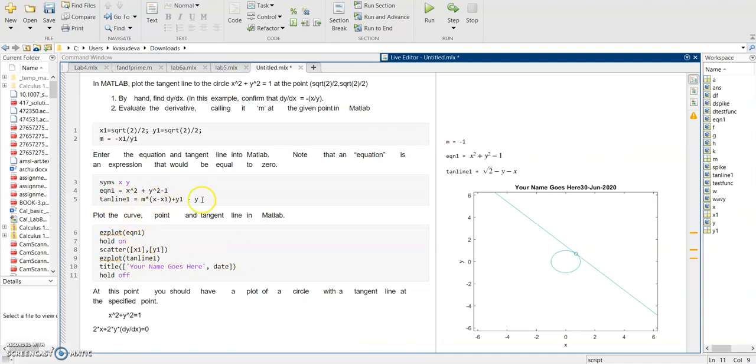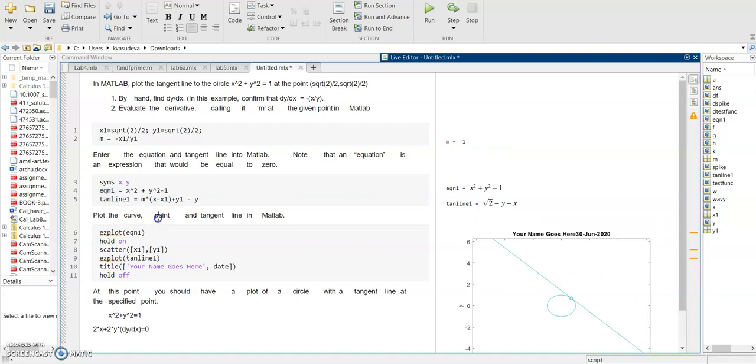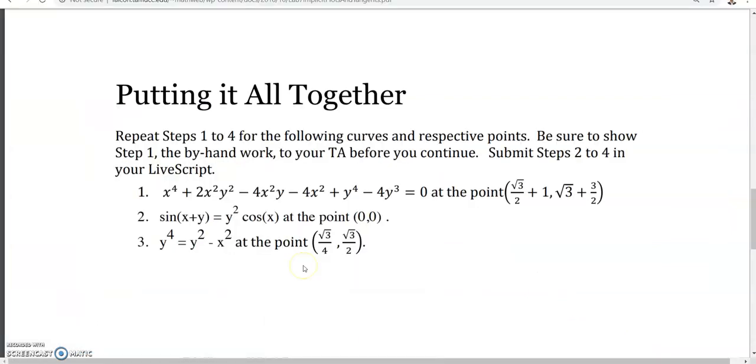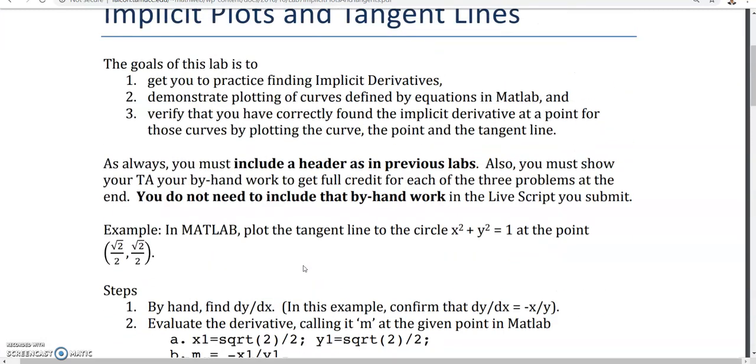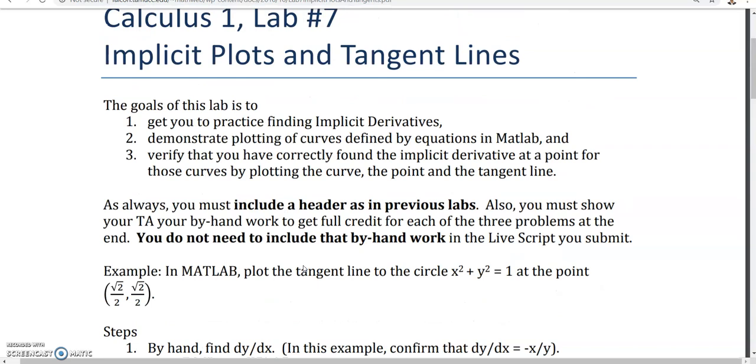So you just have to use the same equation for the tangent line. Your equation would be changing, of course, yes. So plot the equation, scatter, yeah, nothing is going to change here. Yeah, this lab is all about implicit derivatives, so I highly recommend you practice a few problems on how to take implicit derivatives, and this whole lab is going to be super easy.